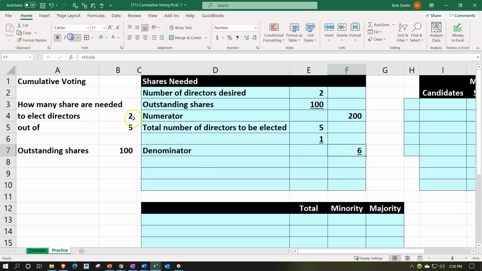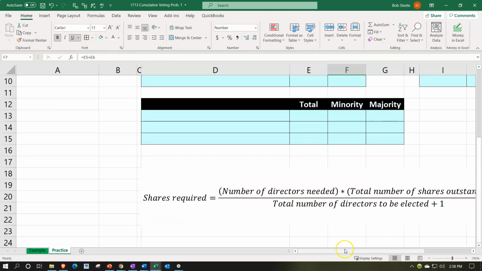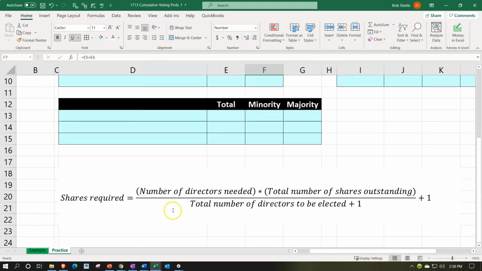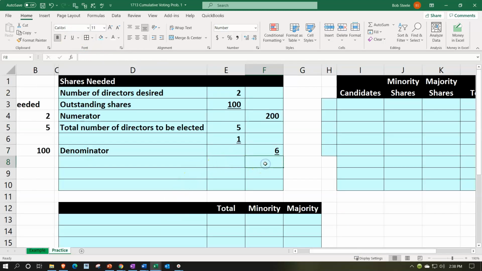And so let's underline that. So now we've got the numerator and the denominator, and then we're going to add 1 to it. So I'm going to go ahead and divide that out. This is going to be the 2,000 divided by 6. That gives us the 33, and then we're going to add 1 to it. So we're going to take the 33 plus 1, and that'll give us the 34. That's how many shares we think we're going to need.